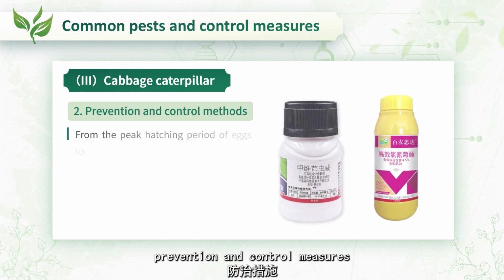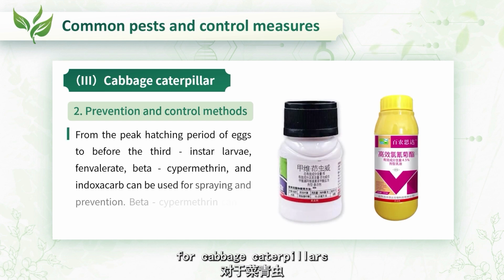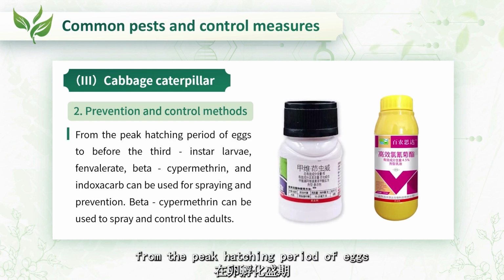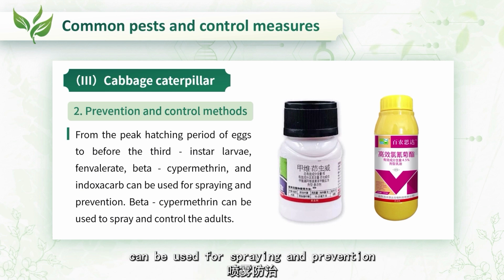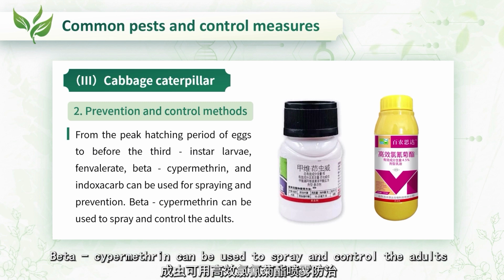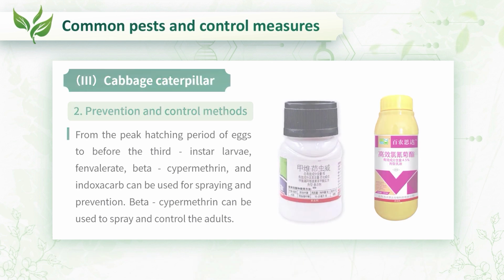Prevention and control measures for cabbage caterpillars. From the peak hatching period of eggs to before the 3rd instar larvae, fenvalerate, beta-cypermethrin, and indoxacarb can be used for spraying and prevention. Beta-cypermethrin can be used to spray and control the adults.